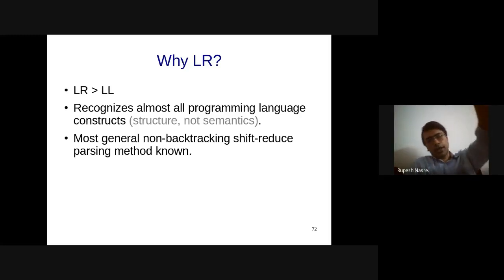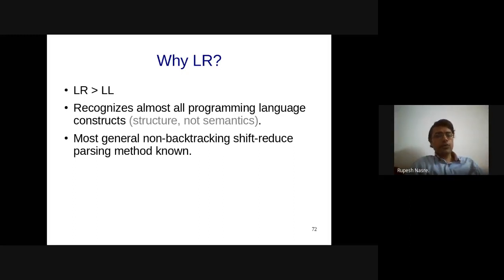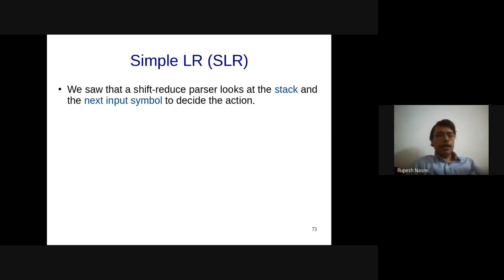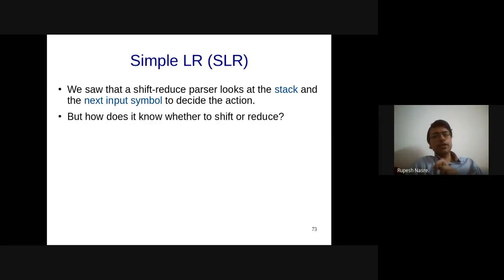For that, we need to look ahead. So that is where LR(1) and LR(k) grammars are going to come into the picture. So let's talk about simple LR. Simple LR is definitely going to be based on the shift-reduce parser, so you have the stack and the next input symbol to decide the action. But the issue is whether to shift or reduce, and that requires some knowledge of the context where we are.